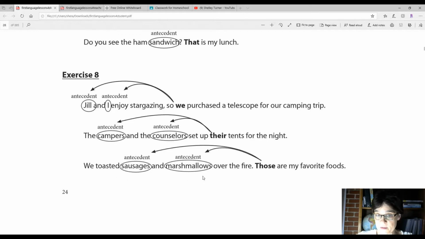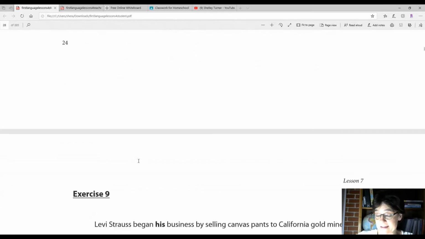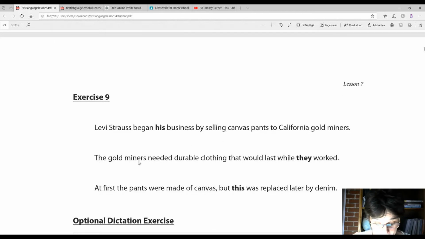We toasted sausages and marshmallows over the fire. Those are my favorite foods. Again, they used a demonstrative pronoun. Notice how the arrows go over to both of the antecedents. Sometimes there could be 3 antecedents. There could be many antecedents, but in this one, this pronoun is just simply taking the place of these. Okay? If you're not sure, then say this whole thing to yourself, and instead of saying the pronoun, say the nouns that are in this other sentence that go before it, and see if it makes sense. If it does, then that means it's probably right.